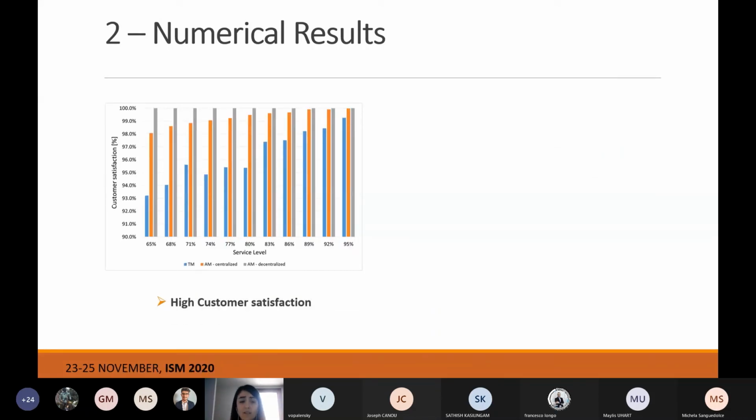Okay, then we have the customer satisfaction. In this case, we can see that all the configurations provide good results, and this is probably due to the logics implemented in the simulation model, and in particular to the flexibility of the production phase, and also to the proper inventory policy implemented in the model. Anyway, also in this case, additive manufacturing provides better solutions compared to traditional manufacturing.